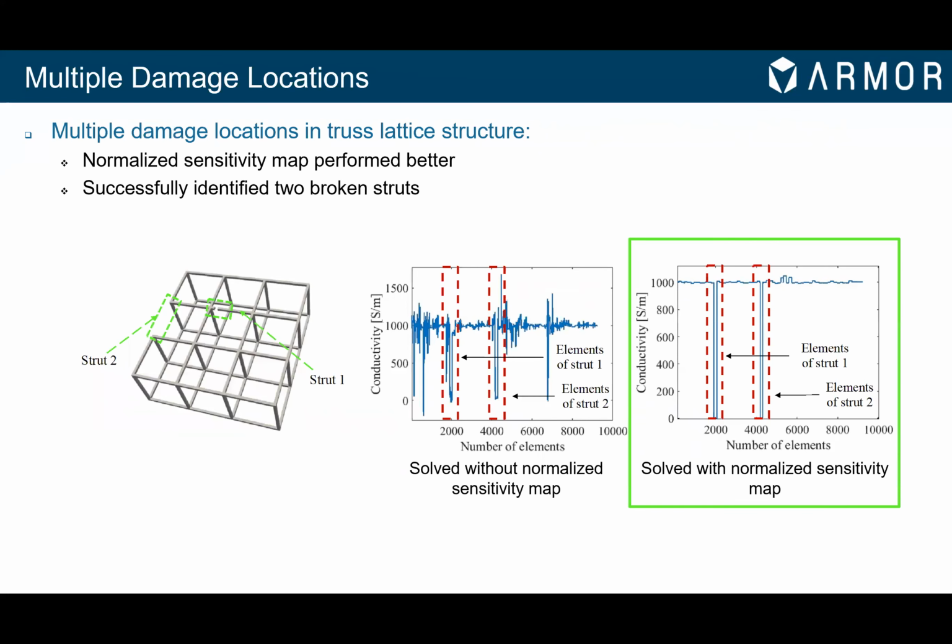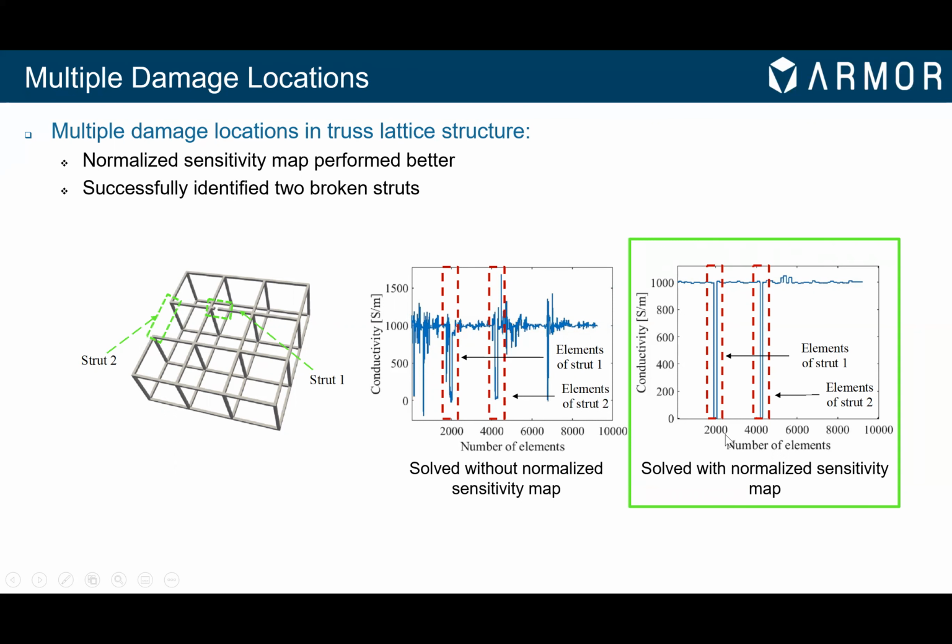Now, similarly, we can also extend this numerical simulation study to look at not 1, but 2 damage cases where we have 2 broken struts. Again, one in strut 1 and another complete breakage in strut number 2. Again, the message here is similar, where without a normalized sensitivity map, we see a lot of noise and image artifacts, even though we correctly identify the significant reduction in conductivity at these broken struts.